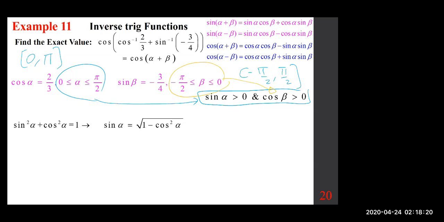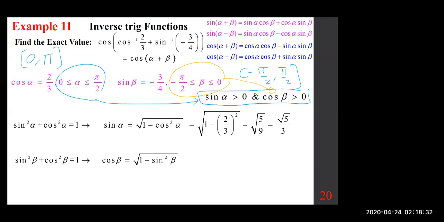Okay, a quadrant. And so you work it out, you get square root of 5 over 3. Same formula, sine squared plus cosine squared, is used for beta, and you get square root of 7 over 4. So these two should happen fairly fast.